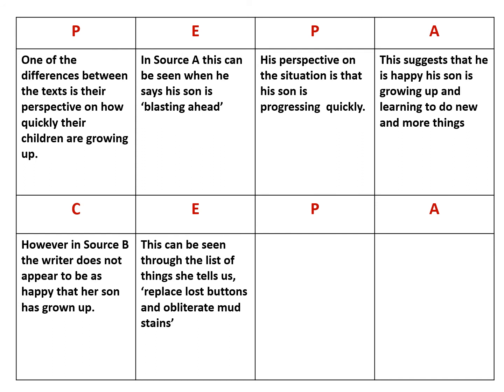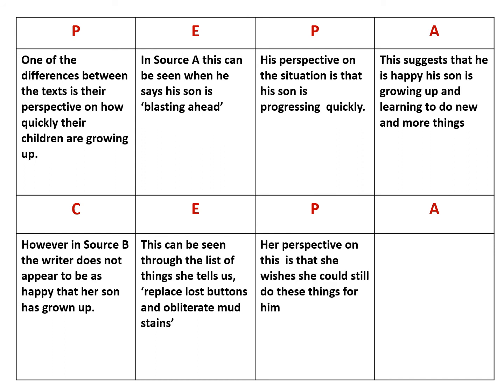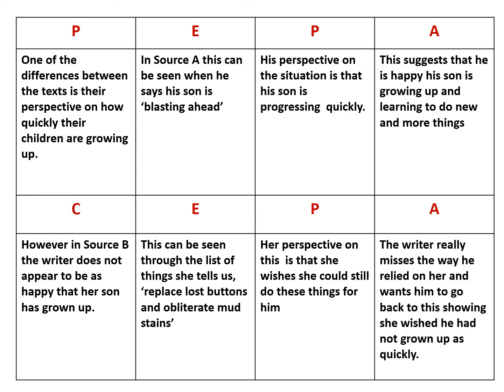So what does that perspective show us? Her perspective on this is that she wishes she could still do these things for him. That's why she's giving us a list of the things she misses. And my analysis, the writer really misses the way he relied on her and wants him to go back to showing she wished he had not grown up as quickly.